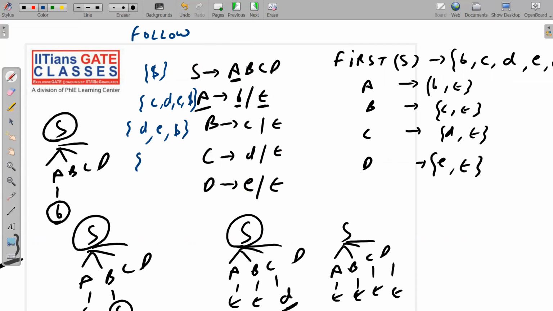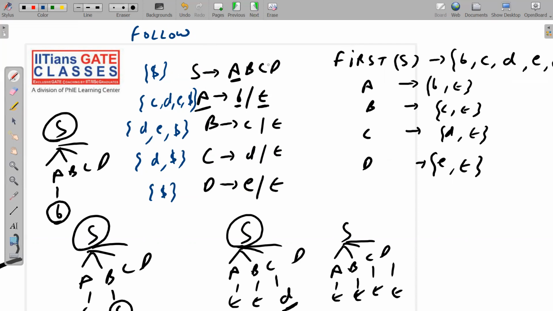Now I think you have got the idea. Follow of capital C will be what? D and dollar. Follow of capital D will be what? Dollar. Why is follow of capital D dollar? Follow of D is follow of S, dollar. Follow of C is first of D, that is E. So I have written here E.